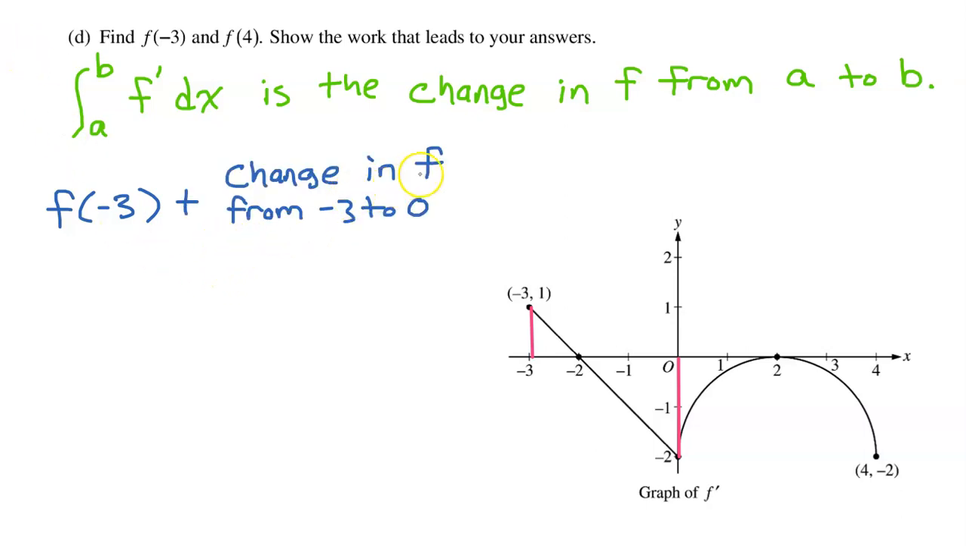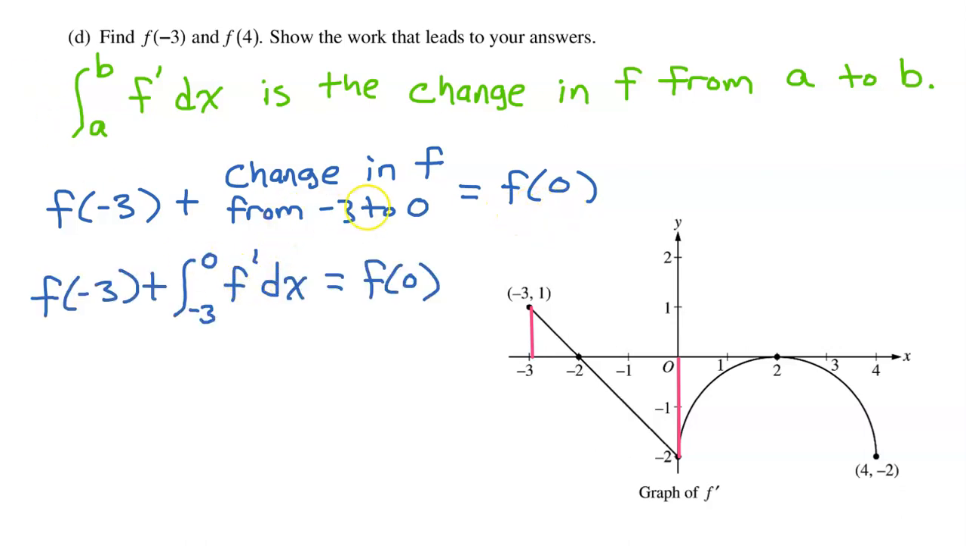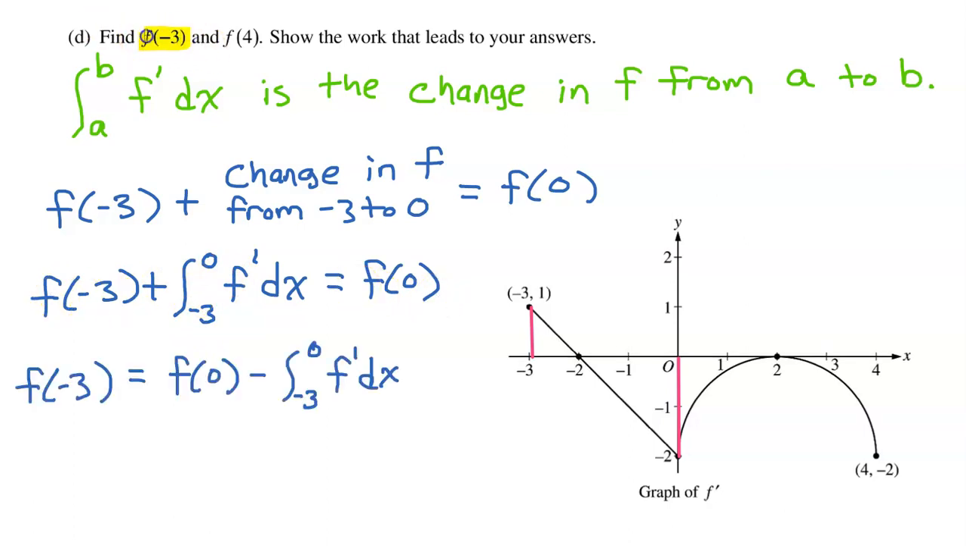If we then add the change in f from -3 to 0, we should have the end value, f at 0. But the change in f from -3 to 0 is the integral of f prime from -3 to 0. So now we have this equation. Since f of -3 is one of the things we are trying to find, let's get f of -3 by itself by subtracting the integral from both sides of the equation.